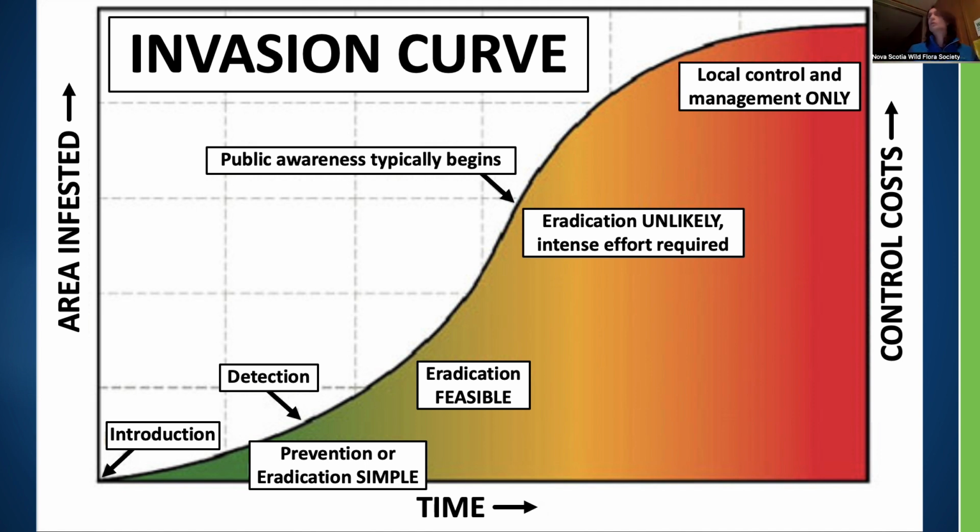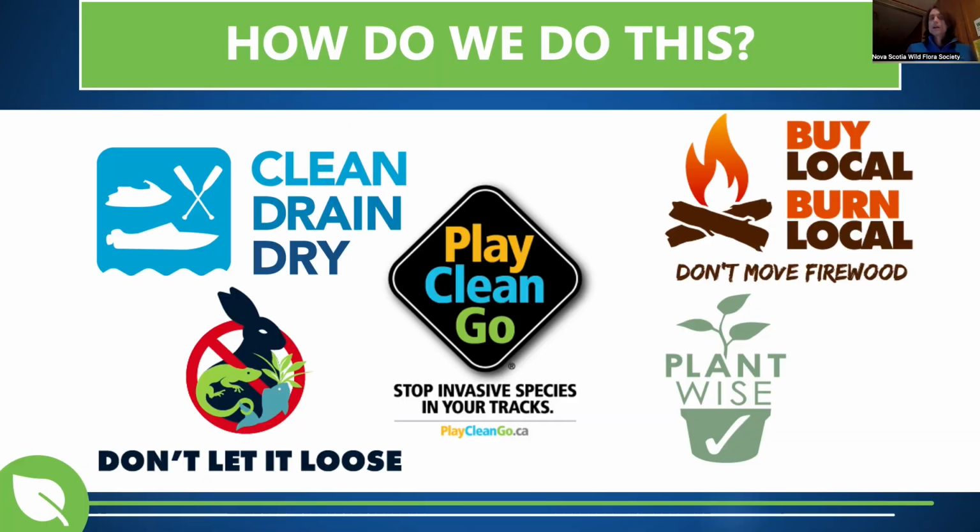It's only known to be in 2 populations. But if we're talking about something like Japanese knotweed or multiflora rose, we're now sitting at the very top there, where local control and management are pretty much the only option, as it is very widespread. So it's really important to prevent further spread of invasive species. It's the most cost-effective way of preventing and tackling this issue.